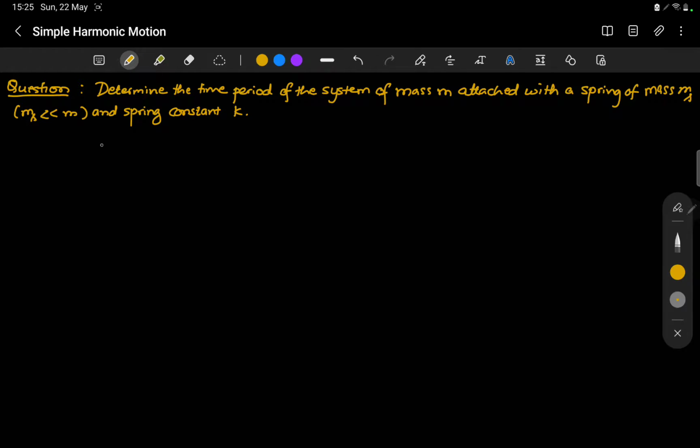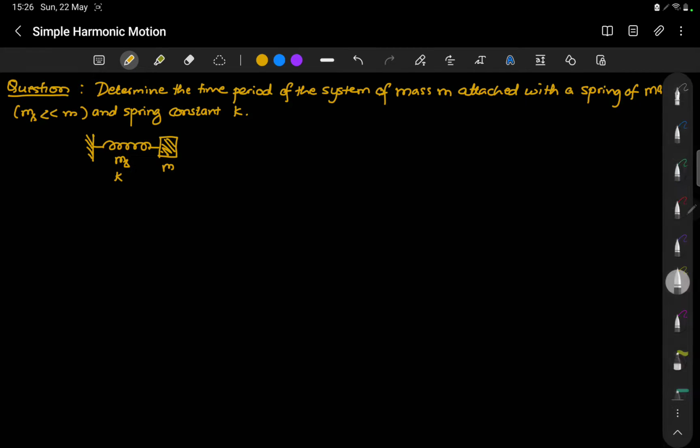So if we draw the diagram, we have a block of mass m, spring of mass ms, and spring constant K. We need to find out the time period for such a system. Now let us solve this question.